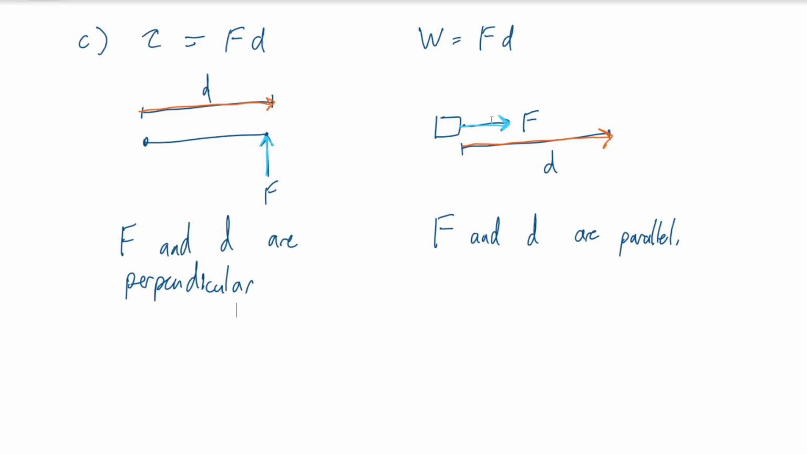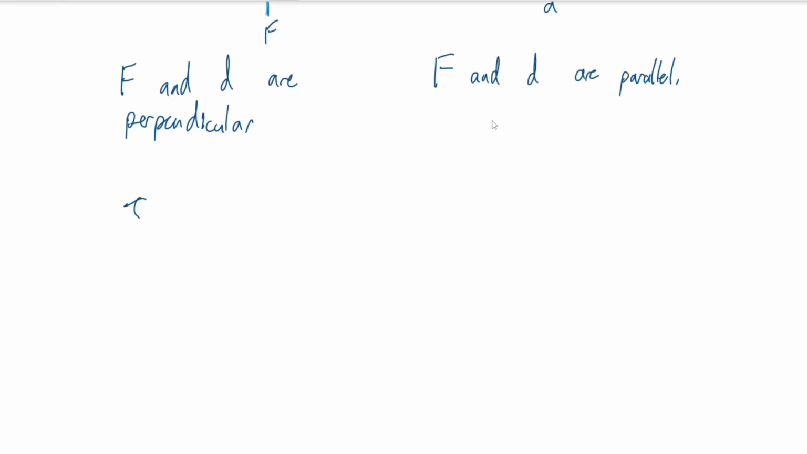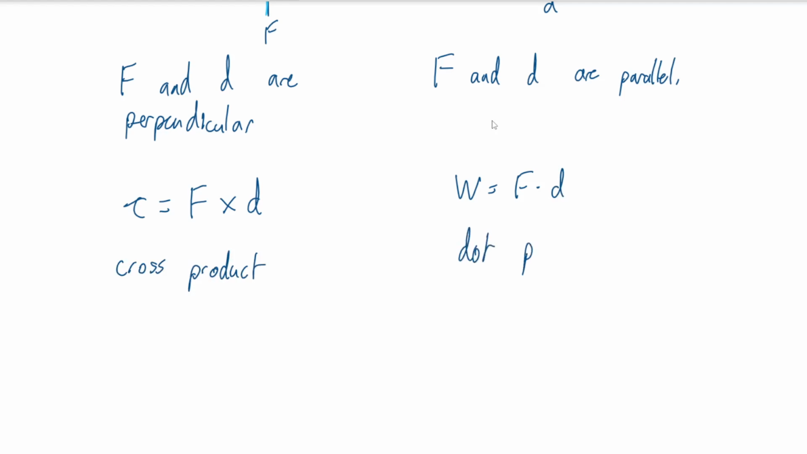Extra for experts, torque is actually what's called a cross product, and work is what's called a dot product. So cross product and dot product. And these are ways of multiplying two vectors.